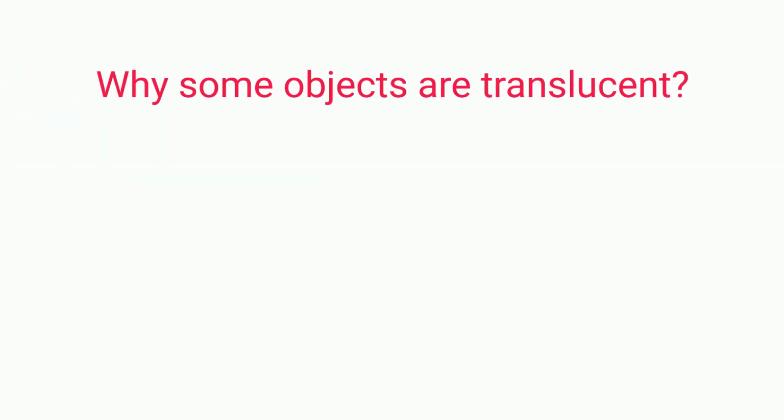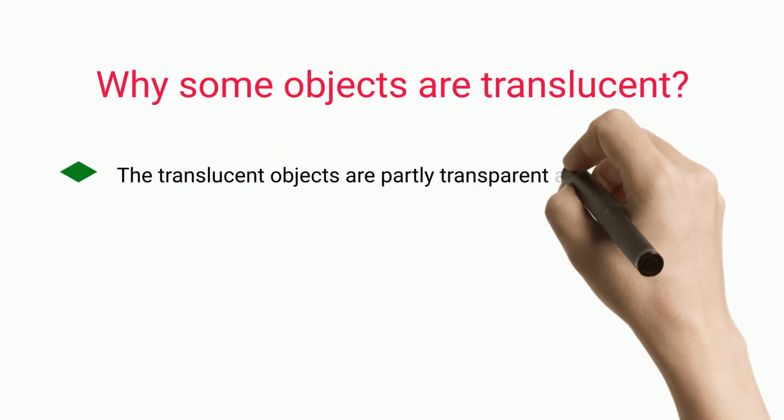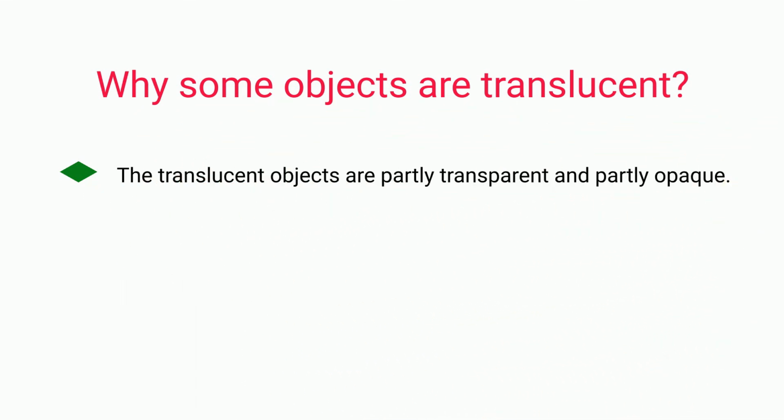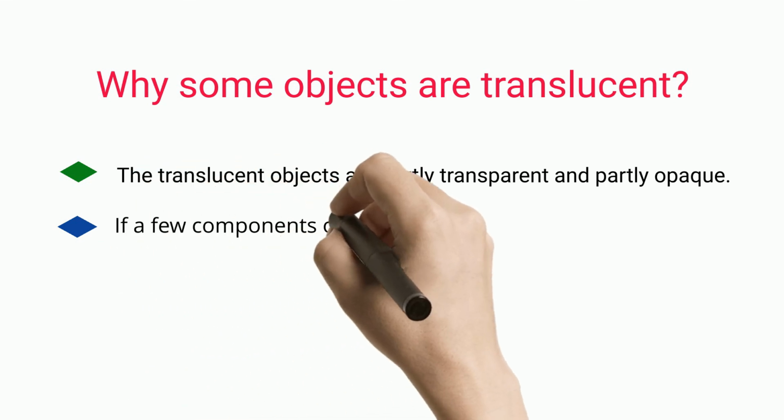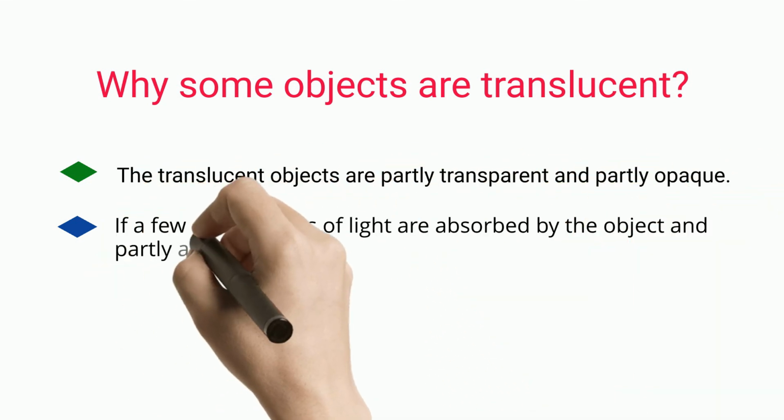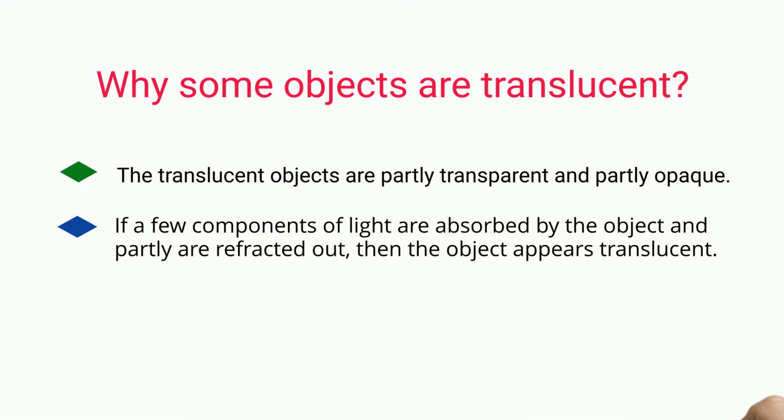Why are some objects translucent? The translucent objects are partly transparent and partly opaque. If a few components of light are absorbed by the object and partly are refracted out, then the object appears translucent.